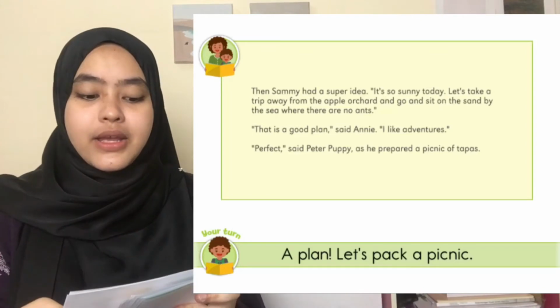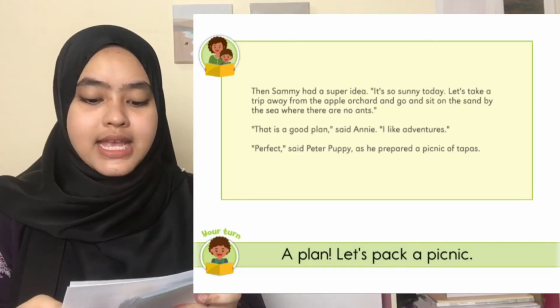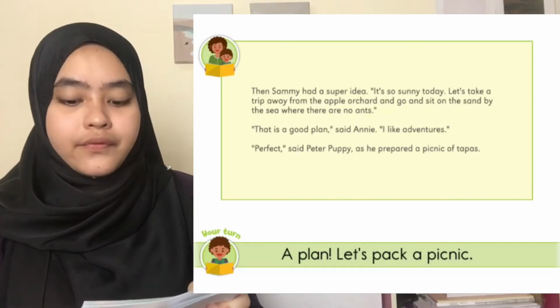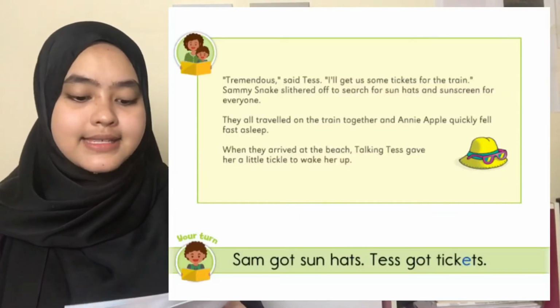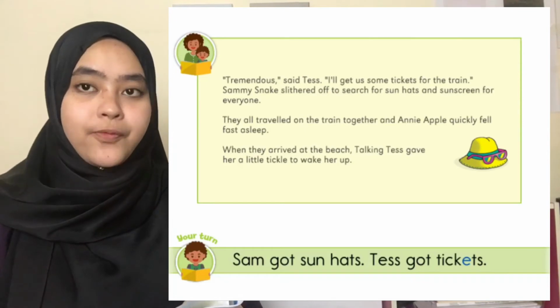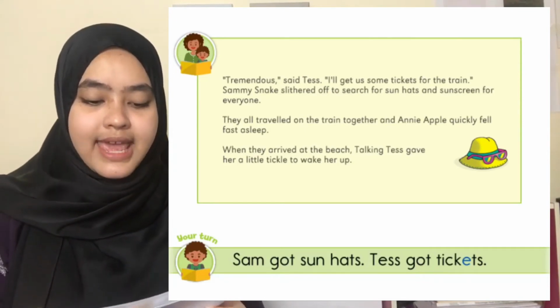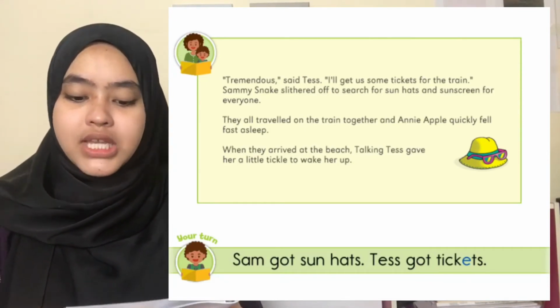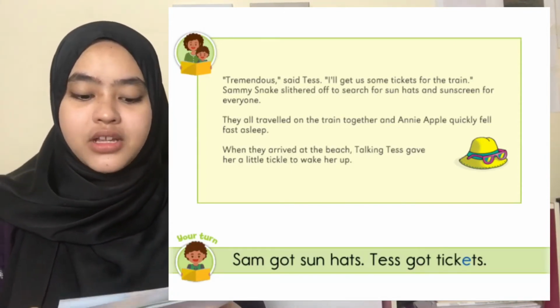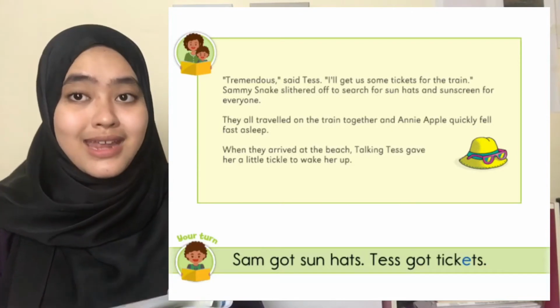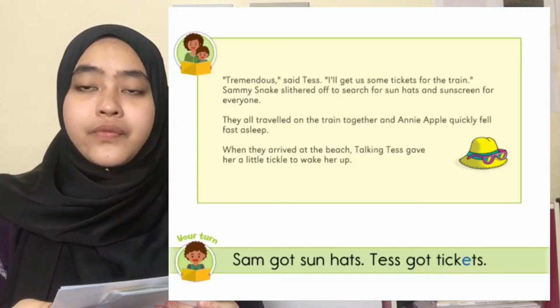"Perfect," said Peter Puppy as he prepared a picnic of tapas. "Tremendous," said Tess. "I will get us some tickets for the train." Sammy Snake slithered off to search for sun hats and sunscreen for everyone. They all traveled on the train together, and Annie Apple quickly fell fast asleep.